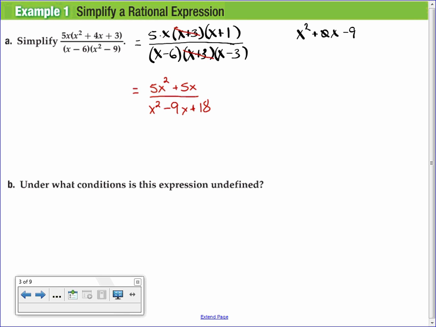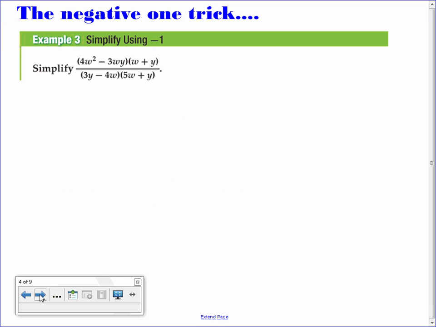In the second part, very important when we're solving equations involving these rational expressions: under what conditions is this expression undefined? Remember, zeros in denominators are not allowed. We want to be sure to look at the original problem. So here x could not equal 6. Here x could not equal negative 3. And here x could not equal positive 3. Okay, now let's take a look at the next example.